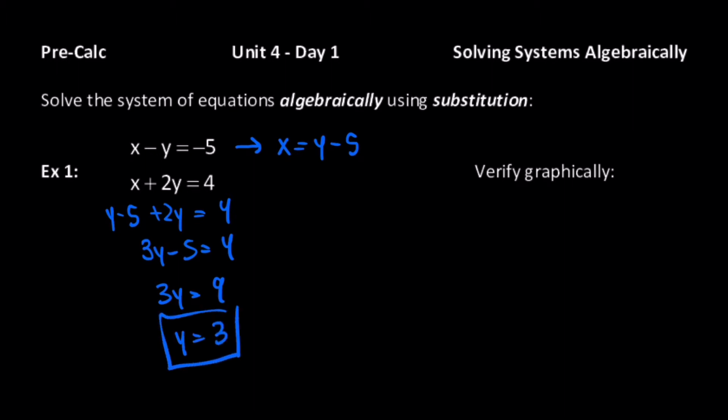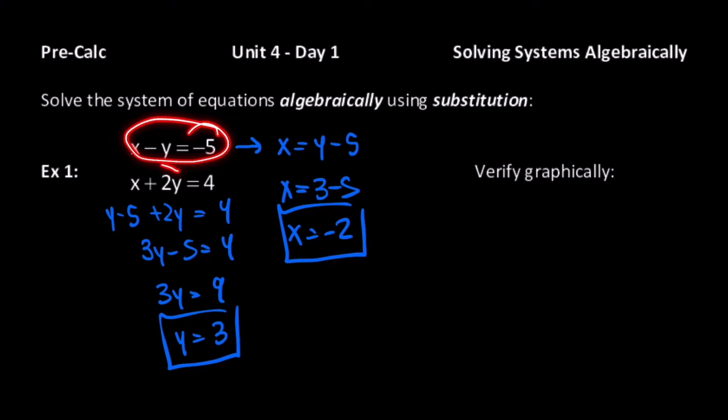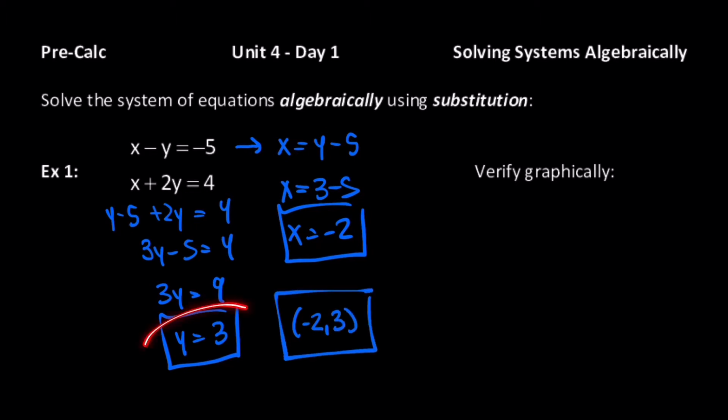Now to get my x, I just have to take this value of y and plug it into the equation I already have solved for x, and that will get me that value. 3 minus 5, so x equals negative 2. You can leave it like that, but I'd also like you to remember that both of these equations are linear, so each one represents a line. Where the lines cross would be the point negative 2, 3. So you can either leave it like this or express it as an ordered pair.